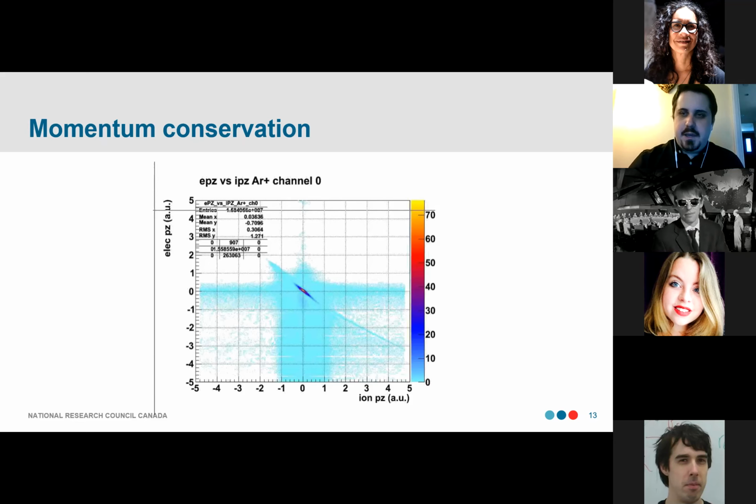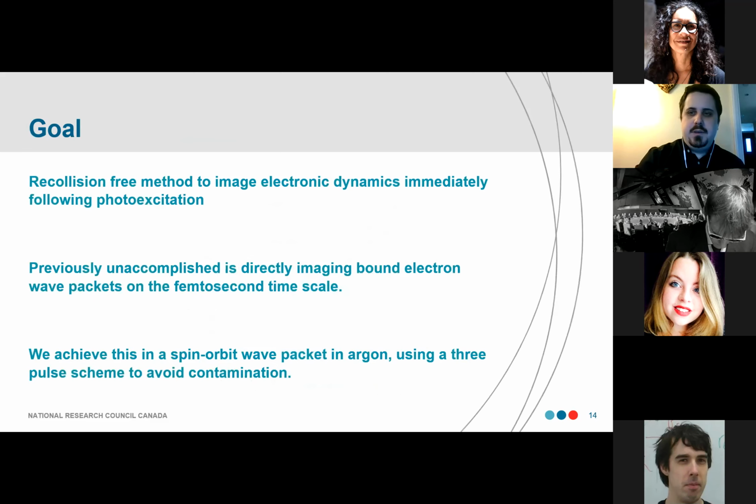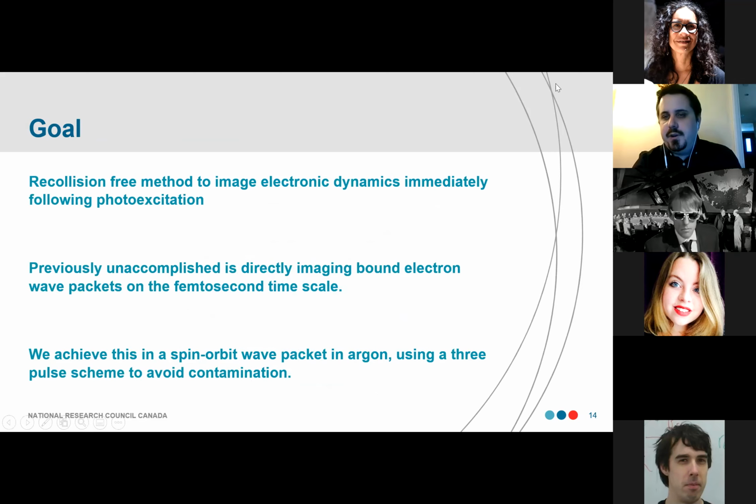Moving on, let's discuss a little bit more about the history and the goal of our experiment. Our goal is to find a recollision-free method to image electronic dynamics immediately following photoexcitation. Previously unaccomplished is directly imaging bound electron wave packets on a femtosecond timescale. And we can achieve this in a spin-orbit wave packet in argon using a 3-pulse scheme to avoid contamination.